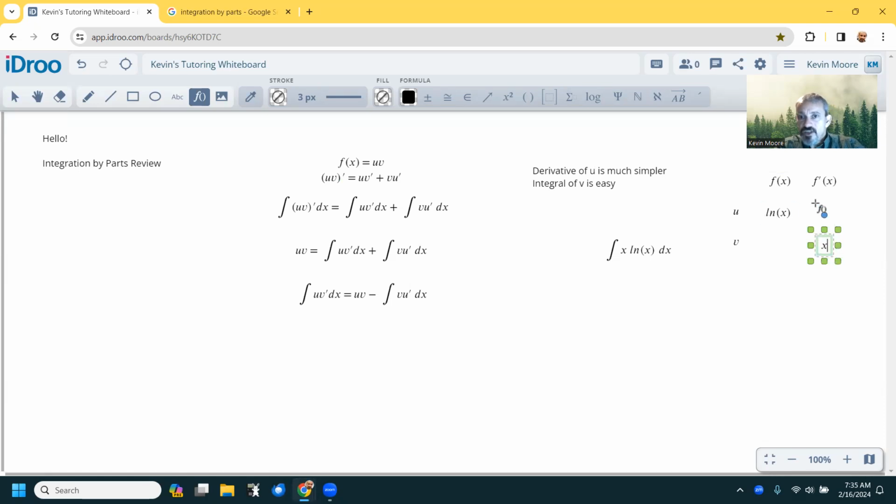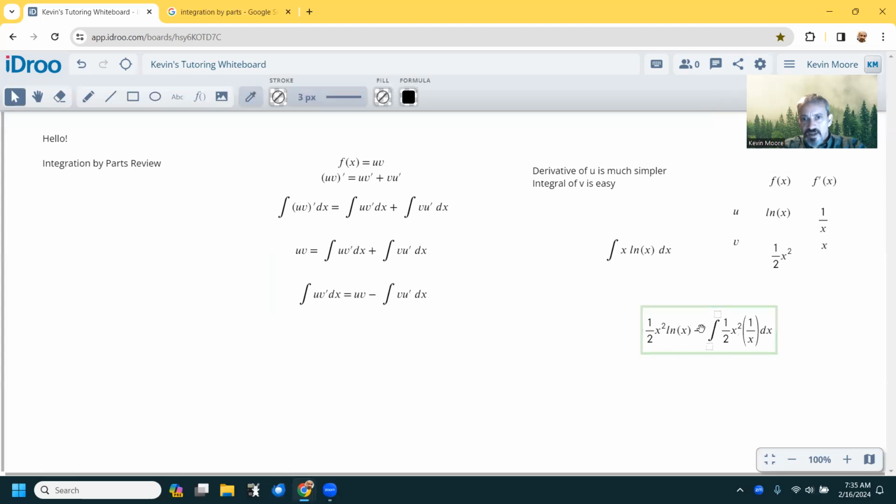What is the derivative of u? Well, that's just 1 over x. And the integral of x is 1/2 x squared. And now we can just fill in the blanks. We can just plug into this equation and get the answer. The answer is going to be 1/2 x squared ln x minus the integral of 1/2 x squared times 1 over x. You can then take that integral, and this one's easy. It's just a power rule integral. We'll do that in a minute.